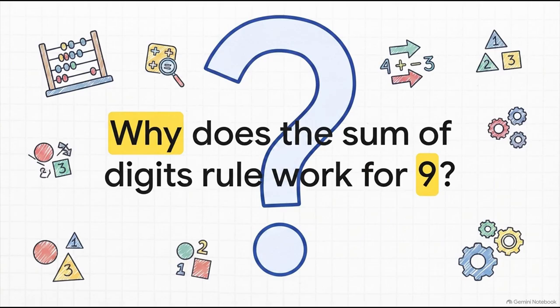I mean, back in grade school, we were all taught to just add the digits together, and if that sum is divisible by 9, the whole number is. But stop and really think about that for a second. Why on earth does adding individual digits across completely different place values somehow guarantee it's a multiple of 9?